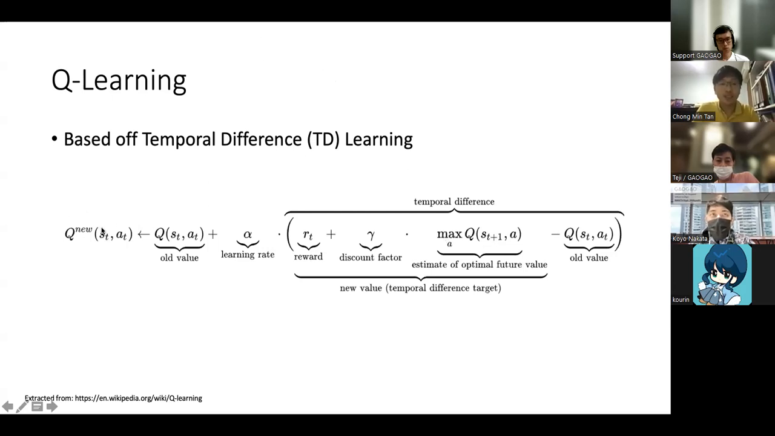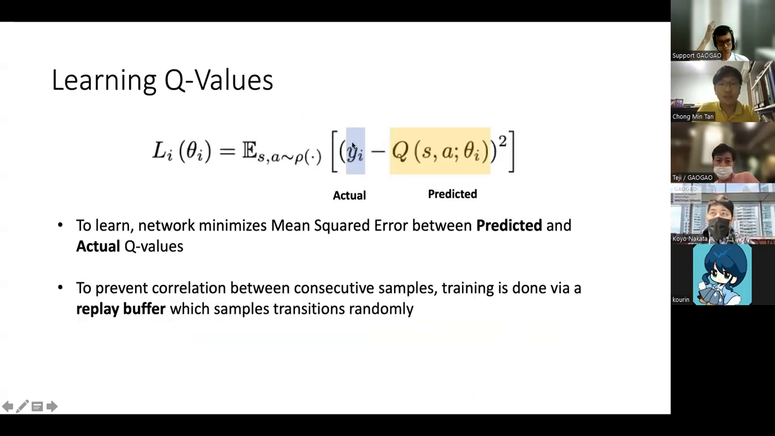So instead of doing this update, which requires stepping through all the possible states, we use a loss function, and the loss function is very simple. It's basically the mean square error between the actual value and the predicted value. The actual value is the one step look ahead value, and the predicted value is, based on the current state and action, what is the Q value? So we learn to minimize the mean square error between predicted and actual. And then we also use a replay buffer, which samples randomly.